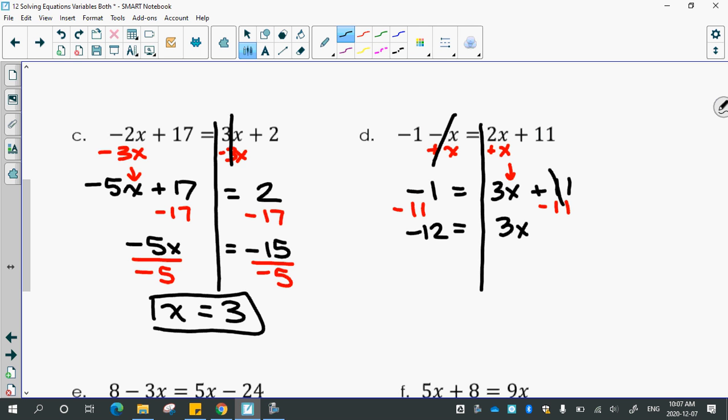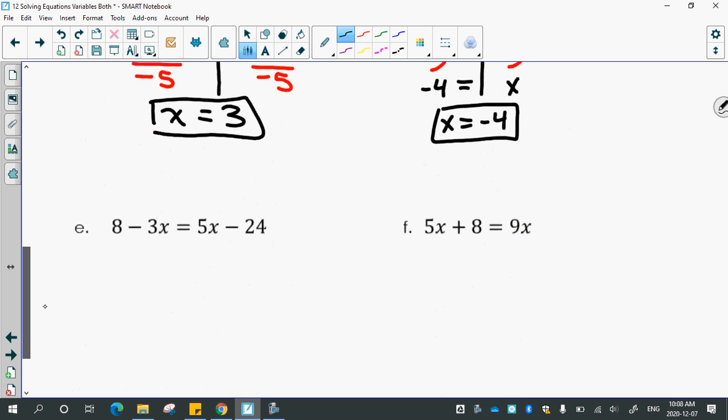It's x I'm trying to get by itself, so I want to undo the times by 3 by dividing by 3. And I get x equal to negative 4, which I can turn around. Okay, so there is ways to combine your terms, but there you always get a positive number in front of x. If you like getting a positive number in front of x.